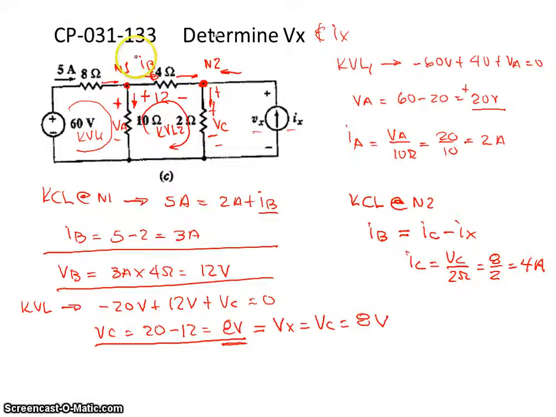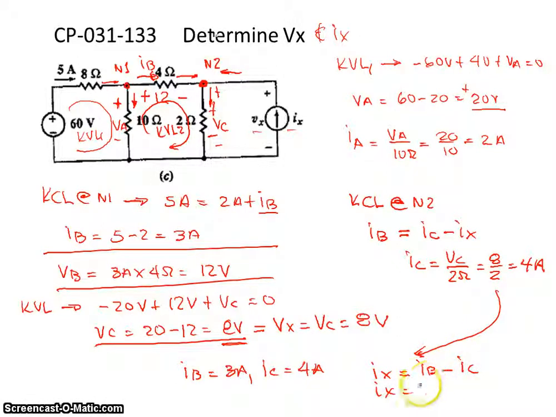That means that I sub b was equal to 3 amps, and I sub c is equal to 4 amps. Then I sub x, when we solve for this equation, I sub x equals I sub b minus I sub c. Then I sub x is just I sub b is 3, I sub c is 4, so I sub x is equal to minus 1 amp. And that's the solution.